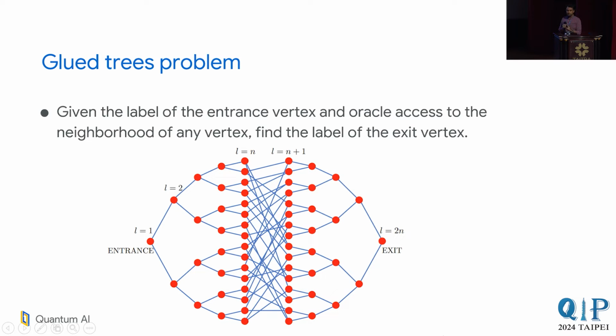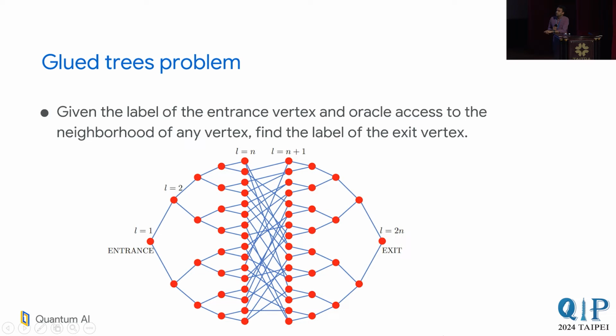You have query access to the graph locally. What that means is you can submit to some black box the name of any vertex, and the black box will tell you what its neighbors are. So you start out by only knowing the name of the entrance vertex. The only meaningful query you can make is to ask for the entrance vertex's neighborhood, and it'll say this vertex and that vertex are connected to the entrance. With only this kind of black box access, your job is to find the label of the exit vertex. It's already known that this problem is super hard. Classically, it takes exponentially many queries, exponential in little n, which is the depth of this tree. There are roughly 2 to the n vertices on this graph, but the depth of this graph is only n, or 2n, as we have labeled it.